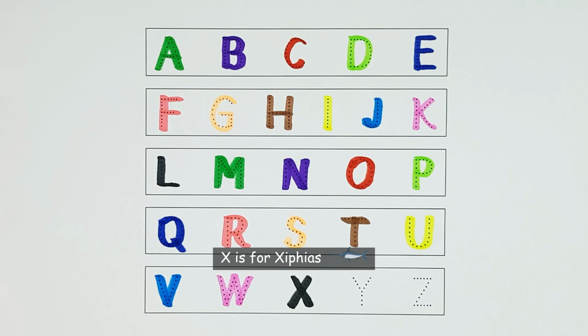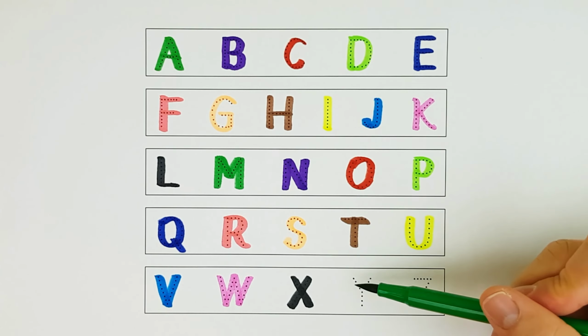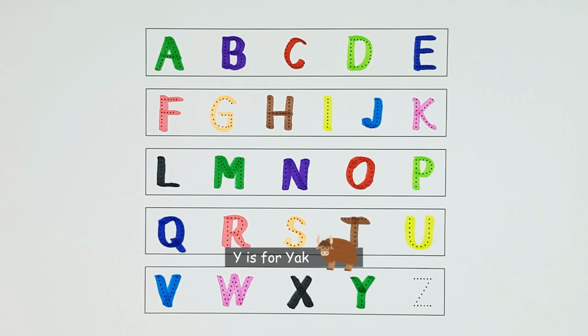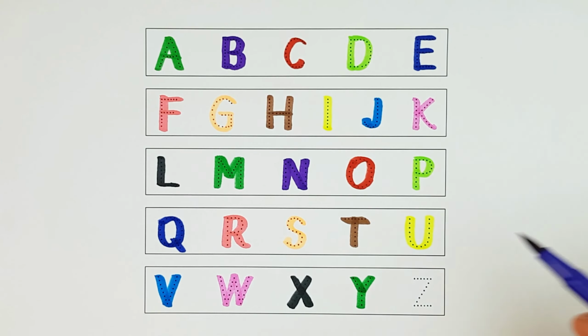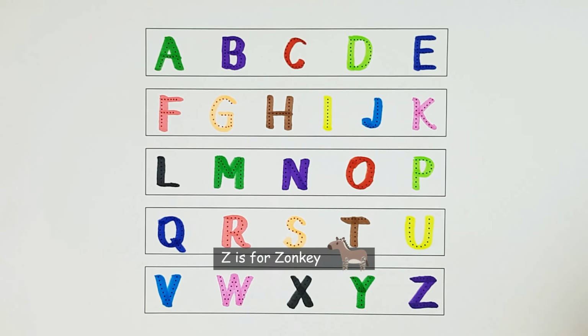X is for xiphias. X. Y is for yak. Y. Z is for zonkey. Z.